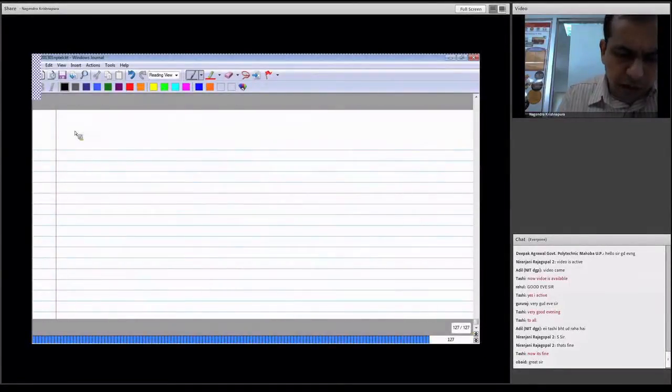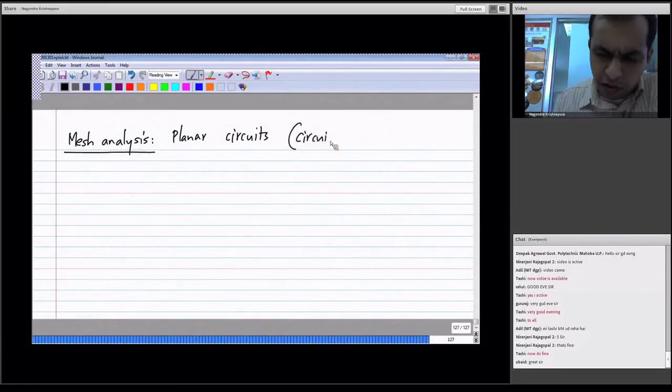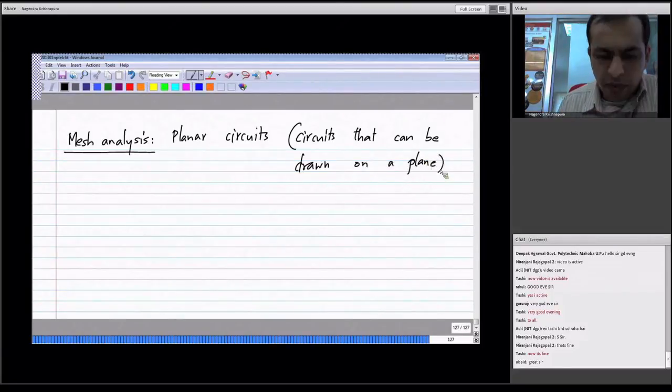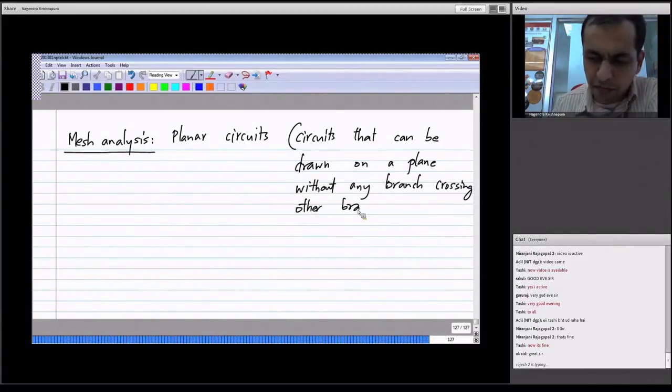Now the mesh analysis is a subcase of this loop analysis, and it's applicable to planar circuits. That is, circuits that can be drawn on a plane. Okay, so all the circuits that we have considered so far, they can be drawn on a plane. What I mean by this is without any branch crossing other branches. Okay.